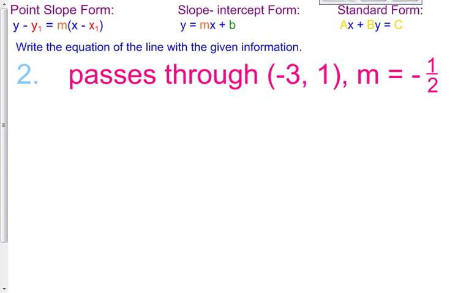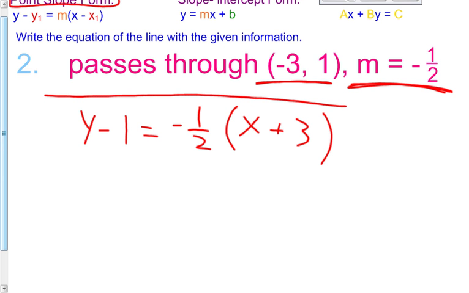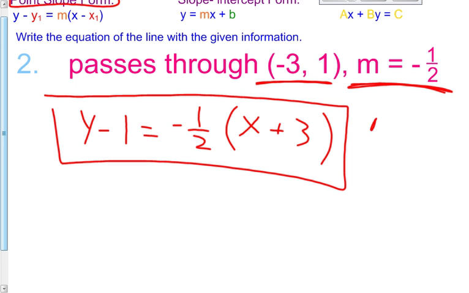Alright, now that you've done number 2, check your work with mine, please. Once again, you're given a point, and you are given the slope. If you are given the point and the slope, you're going to put it into the point-slope form of our equation. So it's going to be y minus the y-coordinate, y minus 1, equals our slope times the quantity x minus a minus 3. X minus the x-coordinate, so x minus a minus 3 is x plus 3. And this is your first answer. This is your point-slope.